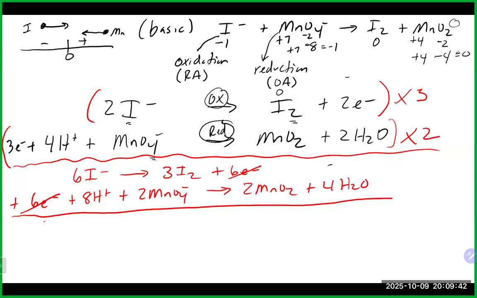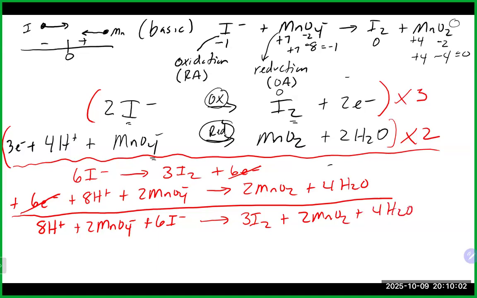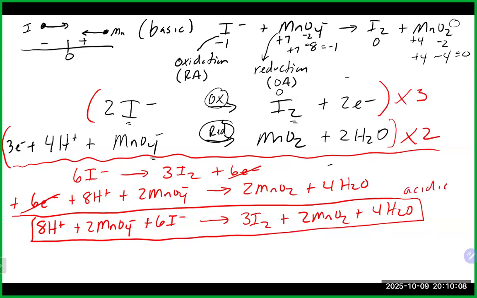And I'm going to go 8 H pluses plus 2 MnO4 minus plus 6 I minus. So that's everything on the left-hand side of the arrow. We're going to arrow over here and go 3 I2 plus 2 MnO2 and 4 waters. By the way, at this point, I'll put a box. That is our balanced equation in acidic conditions. I do see an H plus, so it's balanced in acidic conditions.